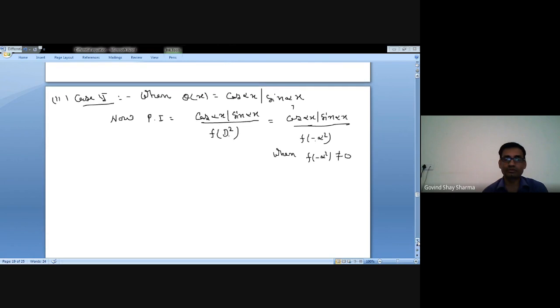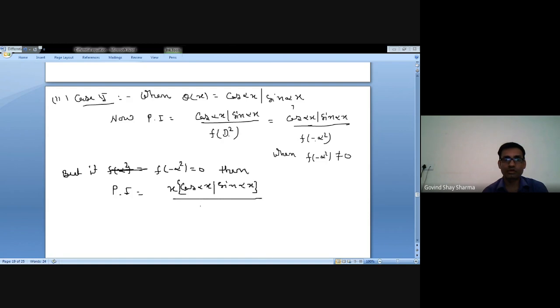Its value must not be zero, it must be not zero. But if f of minus alpha square is 0, then PI is equal to x multiplied by 1 upon f dash of D squared, again cos alpha x or sin alpha x, with f dash.